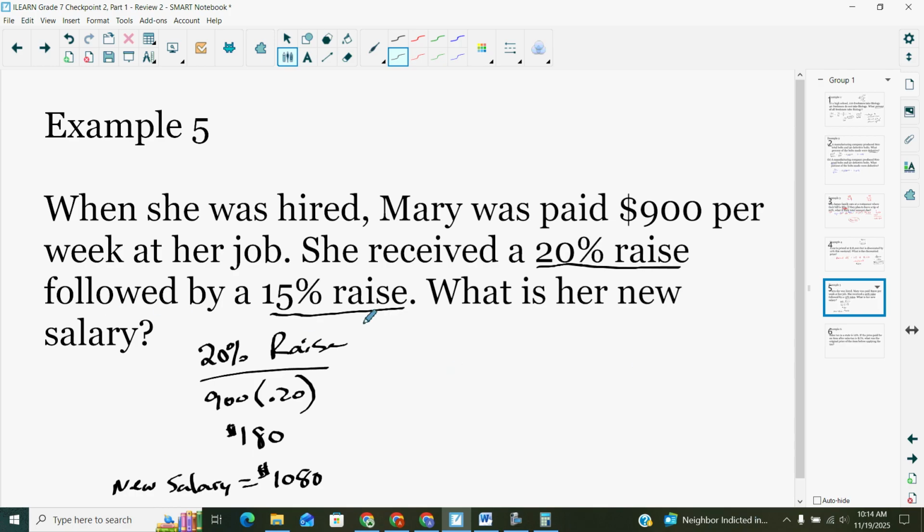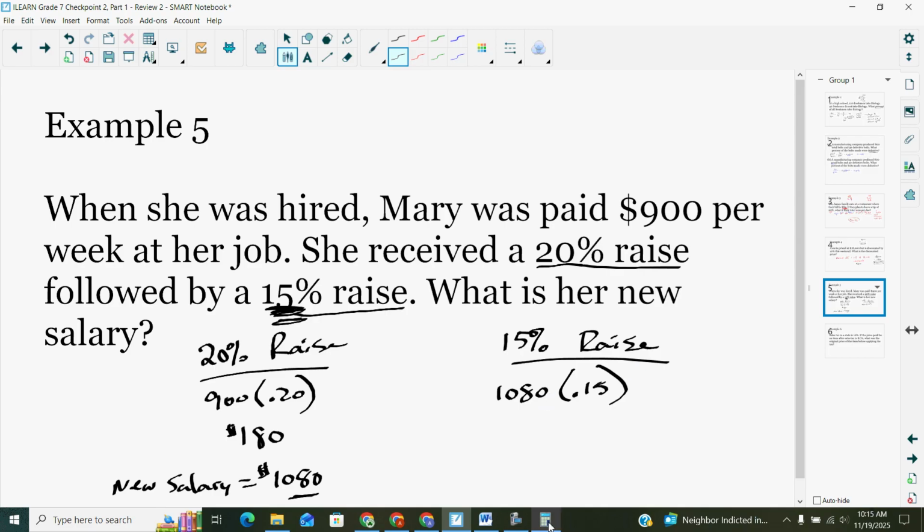Now we need to give her the second raise. Now we need to give her the 15% raise. Well, right now her salary is $1,080. And we need to increase that by 15%. So real quick, this 15% raise is on her new salary. We want to increase 1,080 by 15%. If you just added these together and gave her a 35% raise right from the start, this 15% raise would be on this $900. We want to give the 15% raise to what her new salary is.